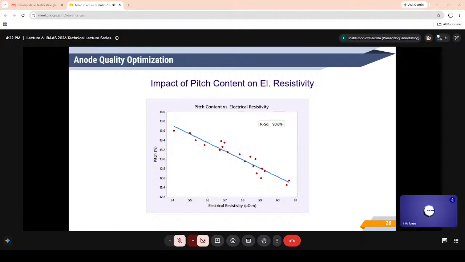Increased pitch addition increases contact between coke grains. Reduction in sulfur content and increase in contact at the particle interfaces explain the reducing trend in anode electrical resistivity. The graph shows the changes in anode electrical resistivity with the quantity of pitch added to the anode.